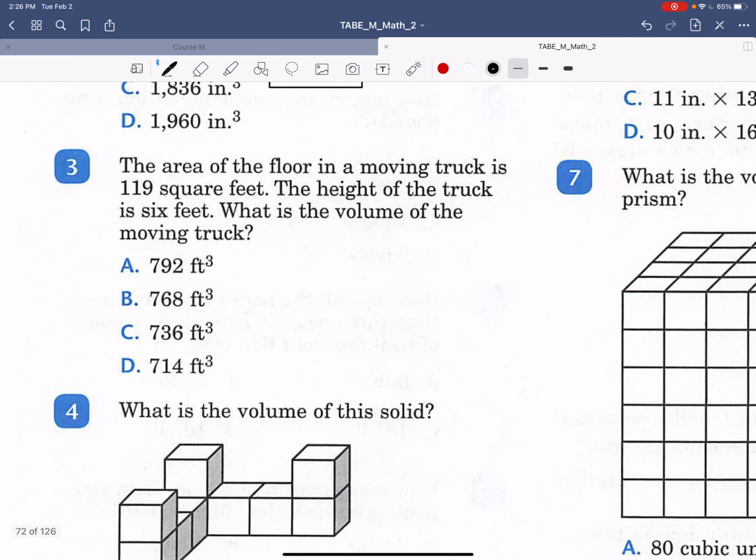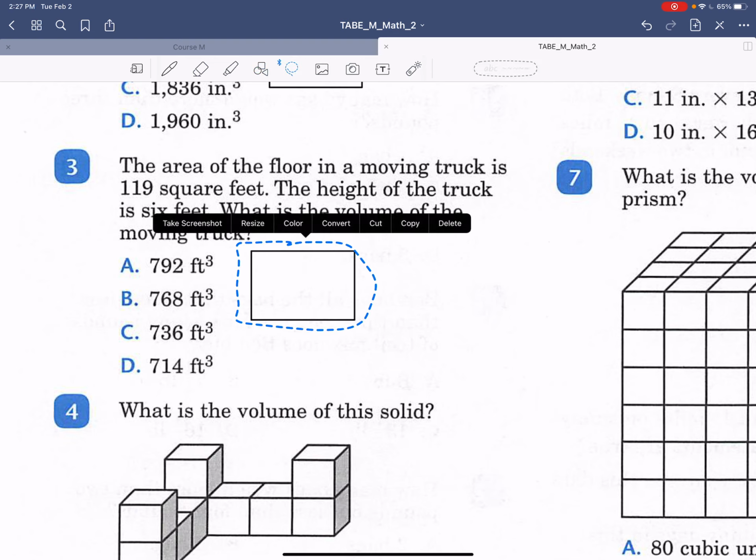Number 3. The area of the floor in a moving truck is 119 square feet. The height of the truck is 6 feet. What is the volume of the moving truck? I'm going to draw this one for you because I want to show you exactly what they're talking about.